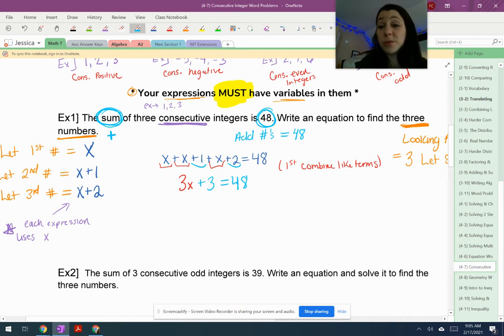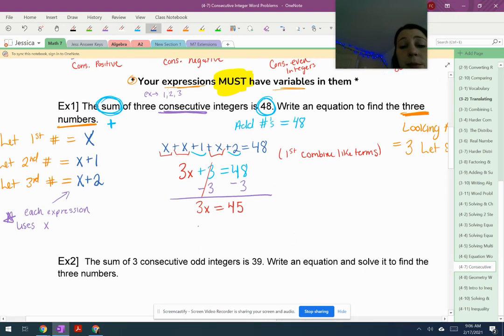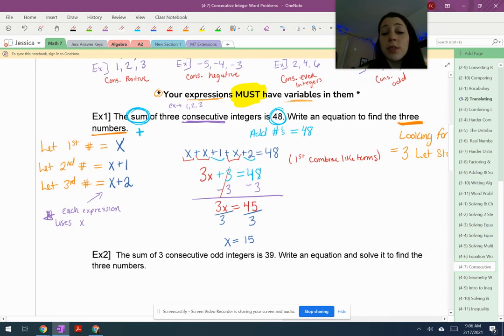And after you combine those like terms, you've got a two-step equation here that you guys are really good at solving. So the first thing I need to deal with to get that X piece by itself is that plus 3. The opposite of a plus 3 is minusing 3 from both sides. 3X carries down. My plus 3 and minus 3 cancel out. 48 minus 3 leaves me with 45. 3 is being multiplied by X there, so I'm going to do the opposite of that and divide both sides by 3 to get 15 as an answer. So X is equal to 15.